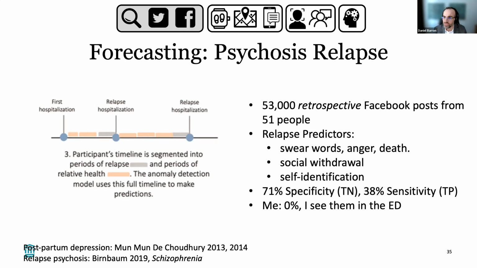However, I think it's worth considering that right now, I have 0% specificity and sensitivity in predicting psychosis relapse because I don't have access to any of this data. In fact, it would be just a plain guess if I were to say when a patient would relapse again, even assuming that they are taking their medications.